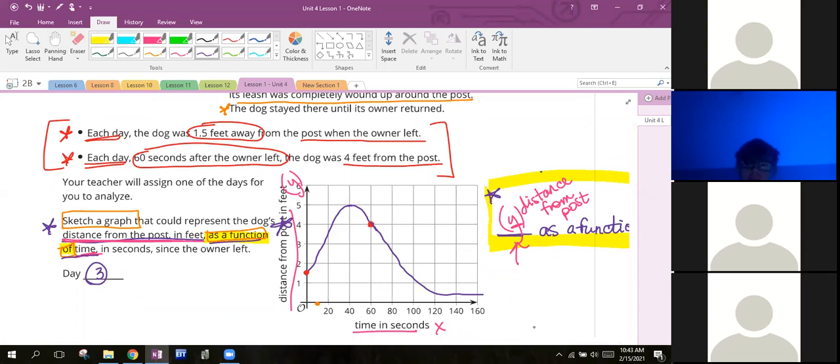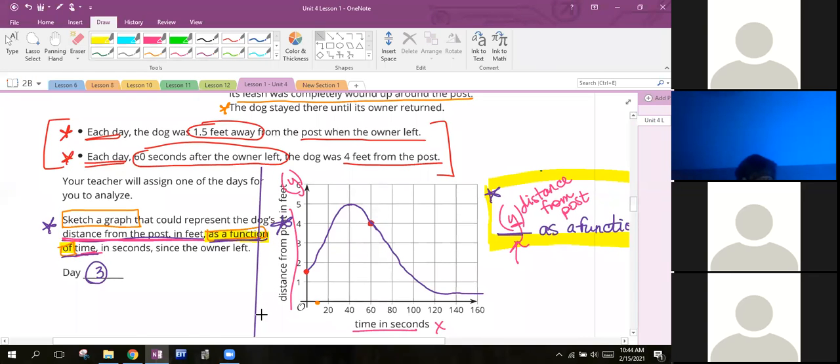Okay, so if your line looks something like this, then you did it correct. It obviously doesn't have to be the exact same, but pretty similar to this, it needs to increase and then decrease, and then kind of level off there. And then because it is a function, you need to check and see, does it pass my vertical line test? Well, let's see.